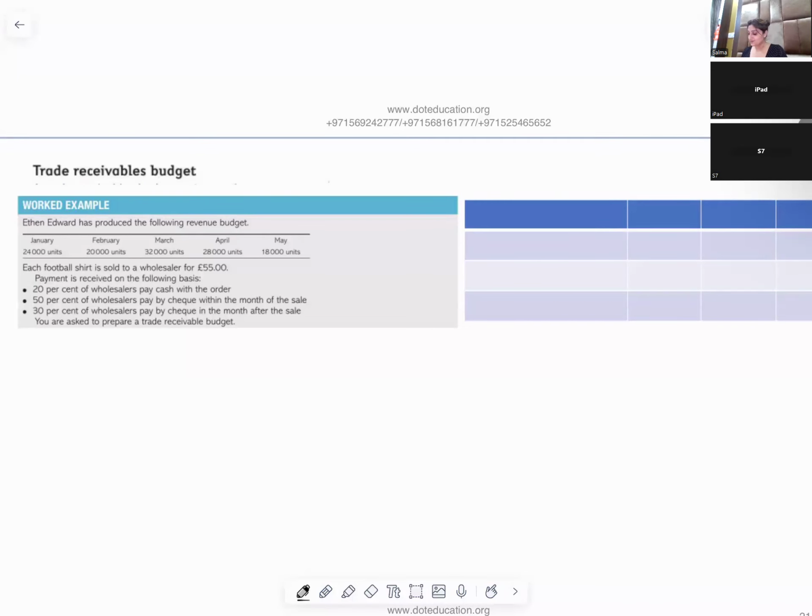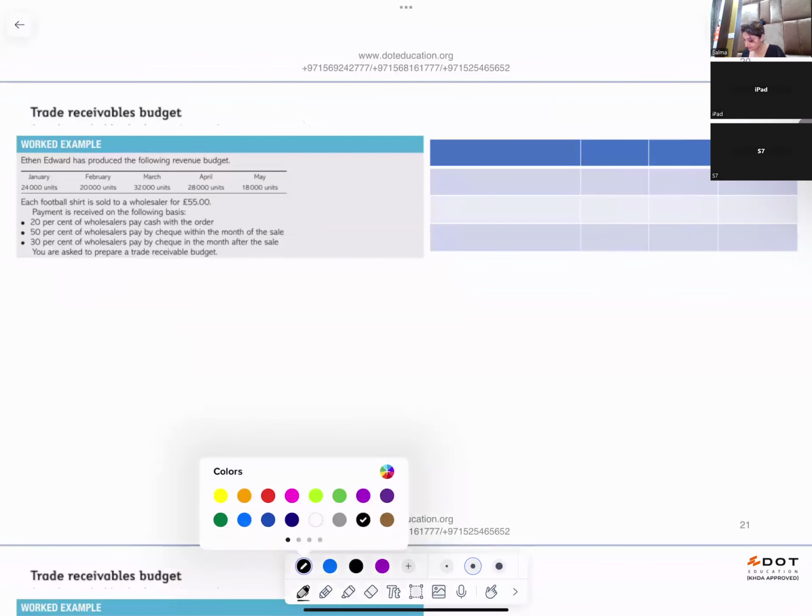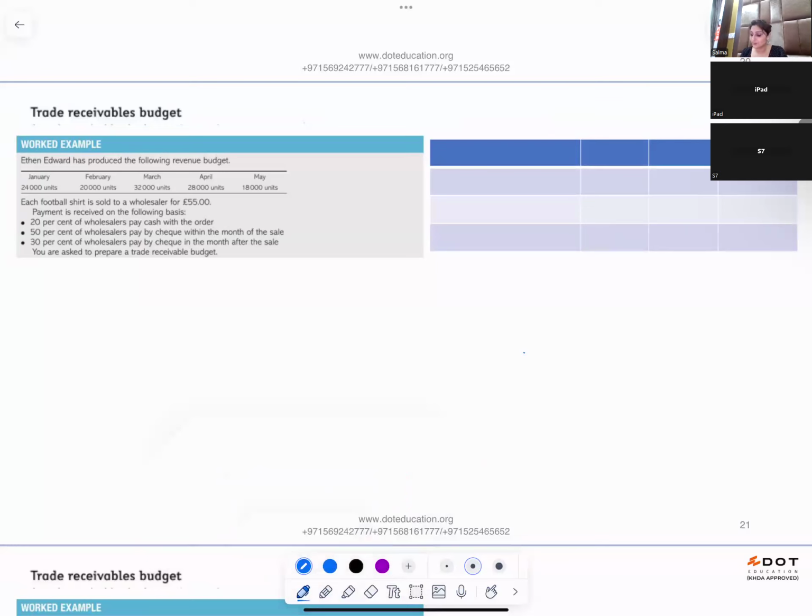So we are doing the trade receivable budgets. Can you tell me what is a trade receivable? A trade receivable is your debtors who owe you money.